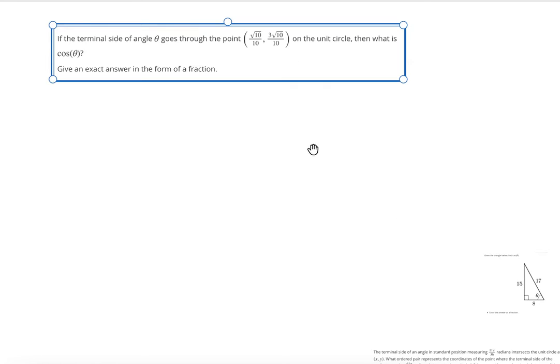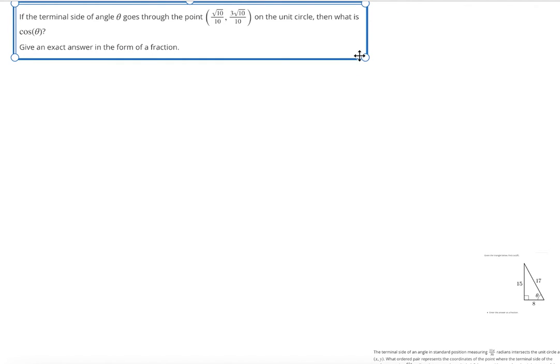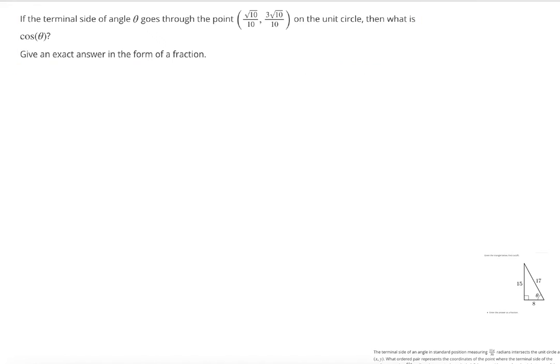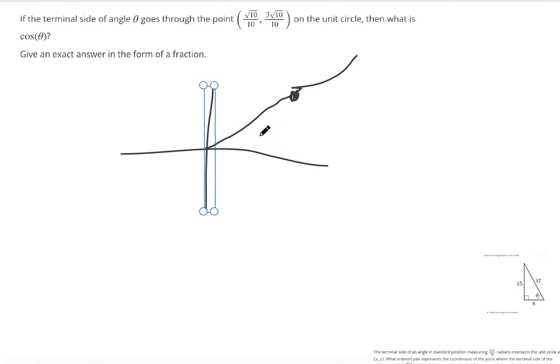Again, this one is probably an answer format question for some of you, but we're supposed to say what cosine of theta is. So what you can do is, theta goes to the point square root of 10 over 10, so it's positive on the x-axis, positive on the y-axis. That dot maybe is somewhere up here, and the terminal side of theta goes through that point. So this is our theta.